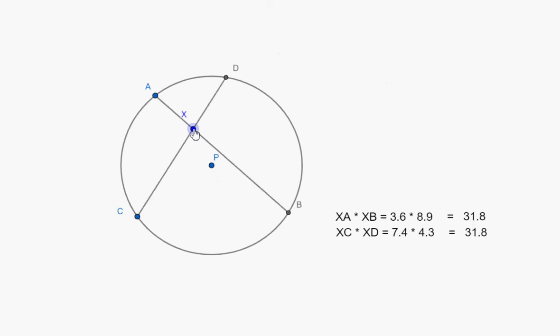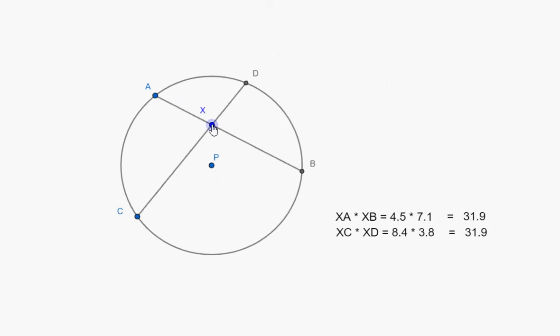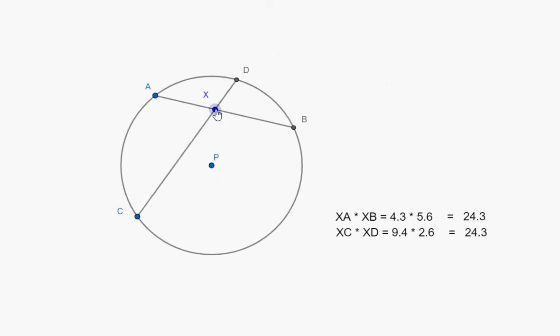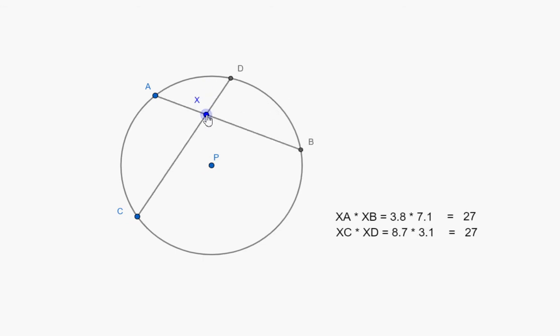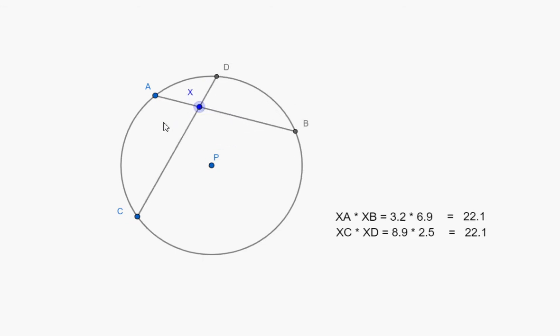So it's really three theorems that sort of fall under this one umbrella of power of a point. And I'll come back to that in a second. But what I want to do first is just talk about how you prove these theorems. And it's relatively straightforward if you turn this into a triangle problem.